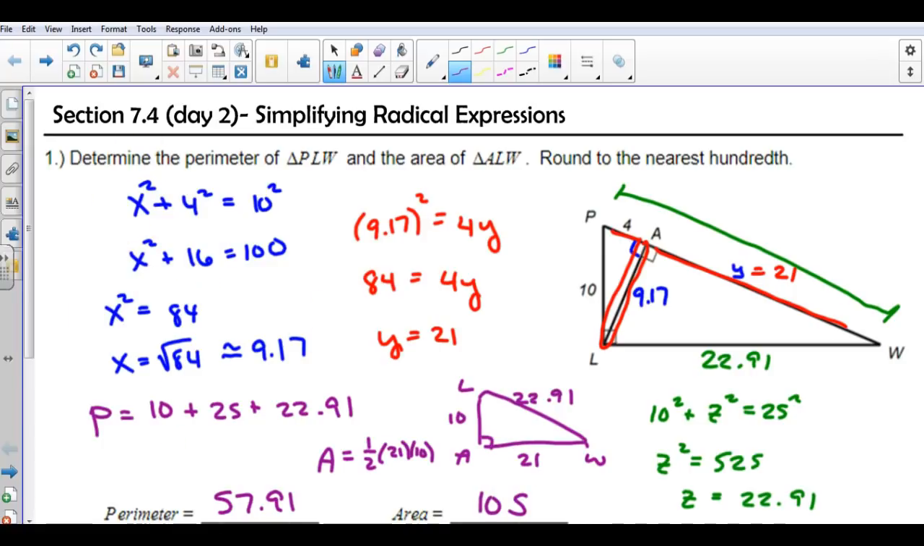So what we're going to do is go through a little bit of simplifying radical expressions, and then we'll come back and revisit this problem.